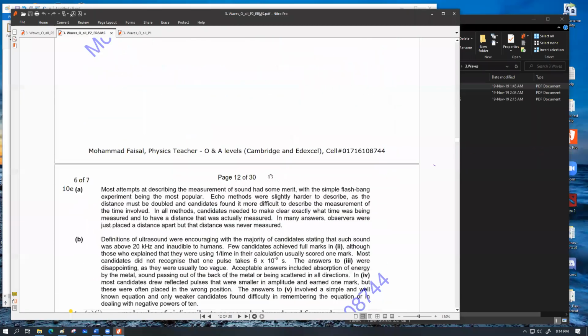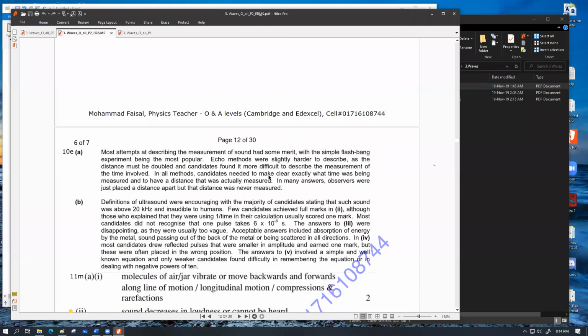Okay, let's look at the example report. Look at part B. Definitions of ultrasound were encouraging, with the majority of candidates stating that such sound was above 20 kilohertz and inaudible to humans. Okay, a few candidates achieved full marks in 2, although those who explained that they were using 1/t for the calculation easily scored 1 mark. Most candidates did not recognize that one pulse takes 60 × 10^-4 seconds. Okay.